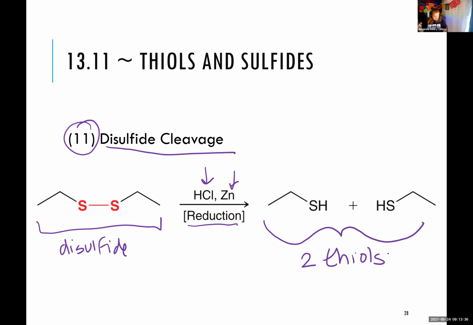Let me see. I'm looking at my notes here, see if there's anything else. I think that is it. That's it for thiols. Let me draw some boxes here for us.